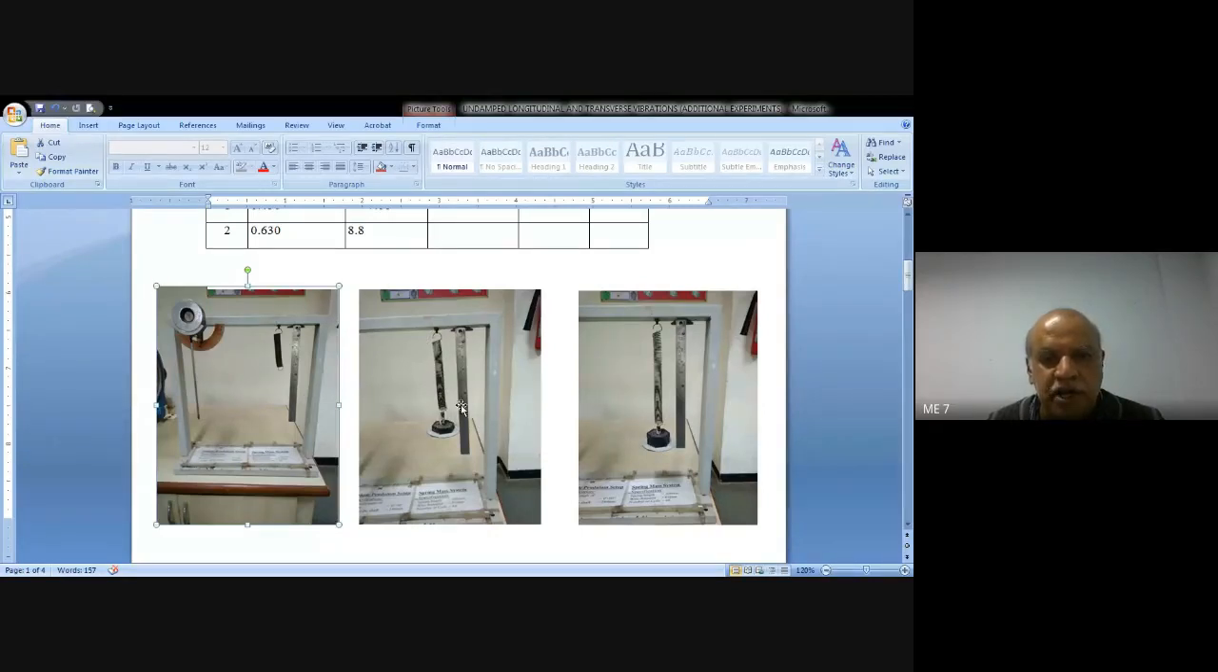Okay, so here after the attachment of weight, there is going to be deformation. So we are going to take the deformation length also, that is going to be called as final length of the spring. This is the initial length of the spring. This is the final length of the spring. Difference between these two will give us the static deflection. Okay, are you there with me?